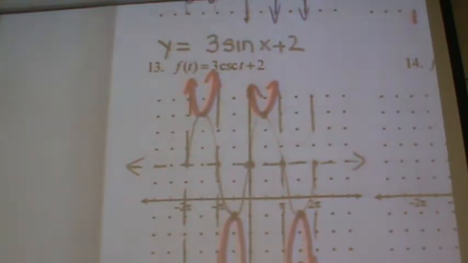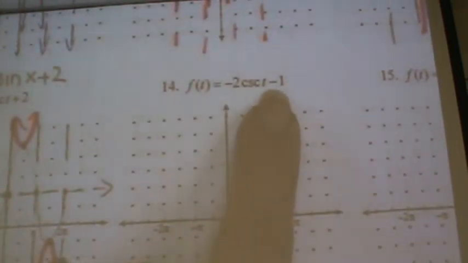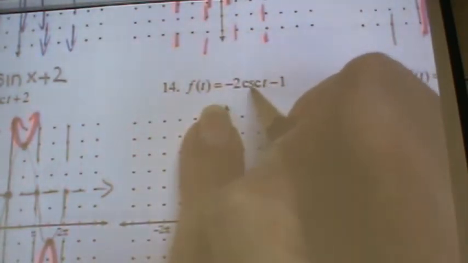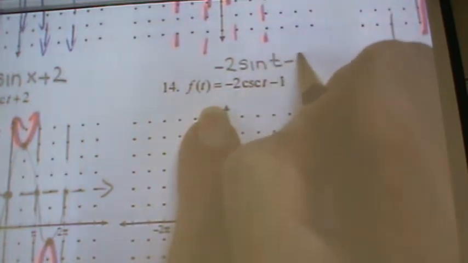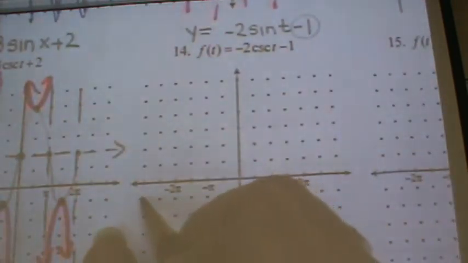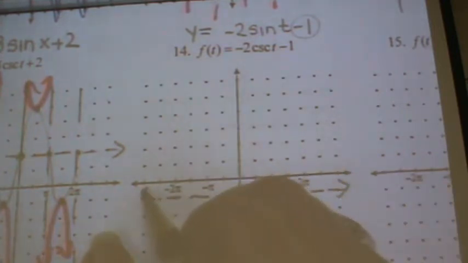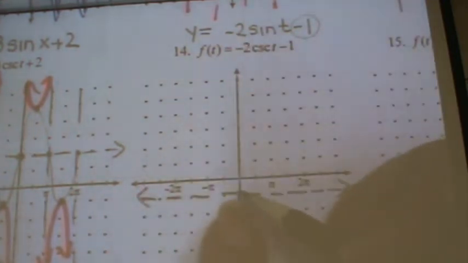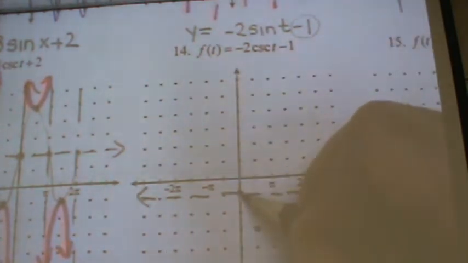You get that? Okay, so tell me what to do on this next one. Negative 2 sine of x minus 1. So you're not graphing the cosecant, you're gonna do the sine. Where's your new x-axis? Right here, negative 1. So instead of on above, you're gonna go on, below. I'm doing the sine curve. So it's below, because it's a negative 2, so it's backwards.